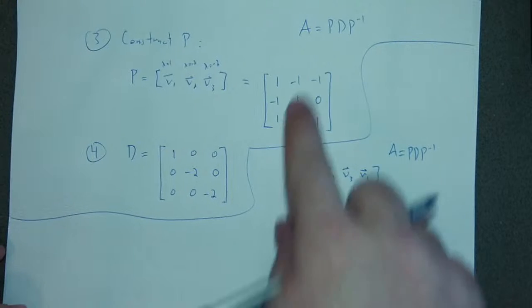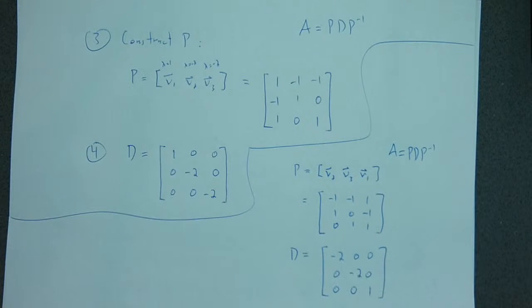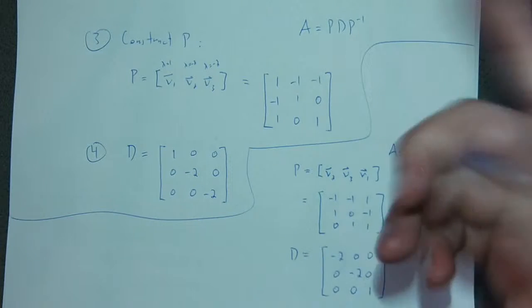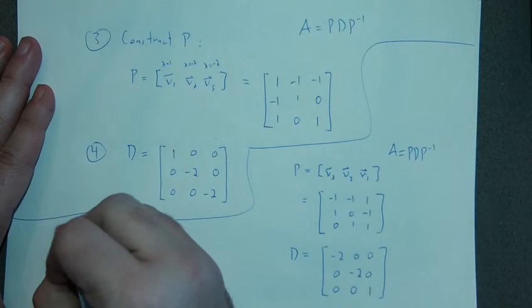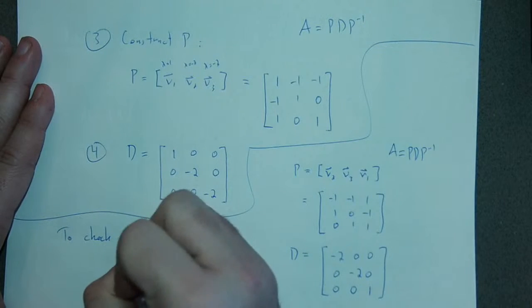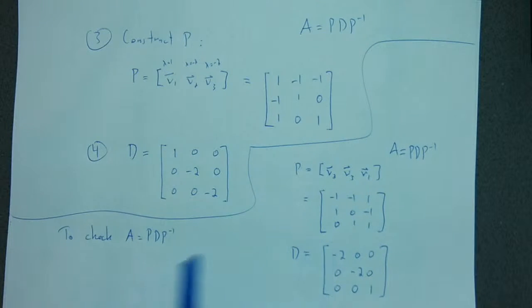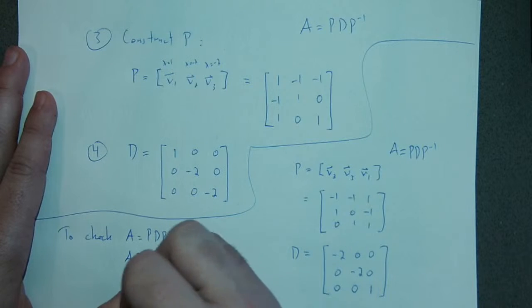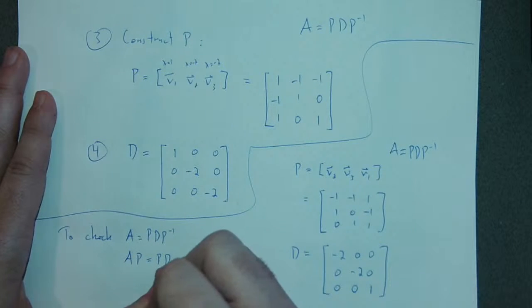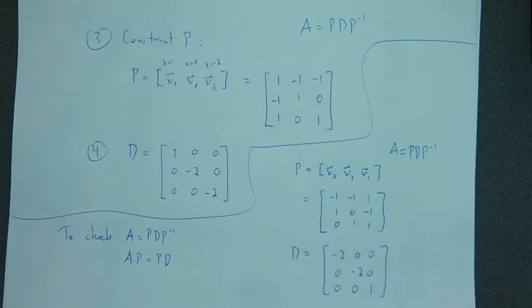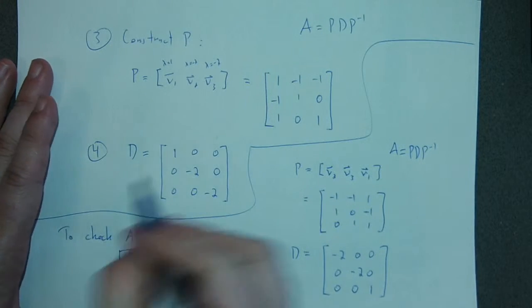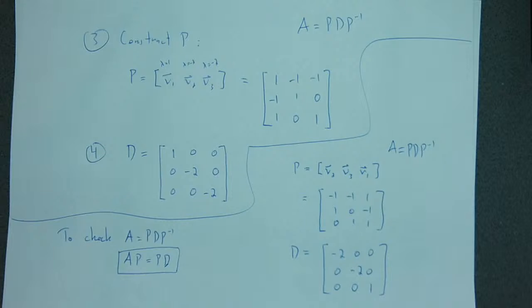So you can actually check, I'm not going to, but you can actually check if you want to see that this actually worked here. Rather than finding P inverse and all that stuff, to check A equals P D P inverse, what you could do instead is multiply on the right by P. You're really checking that A times P is equal to P times D. This way you don't have to find the inverse of P, and you can check that, oh, indeed, A times P and P times D are the same thing.